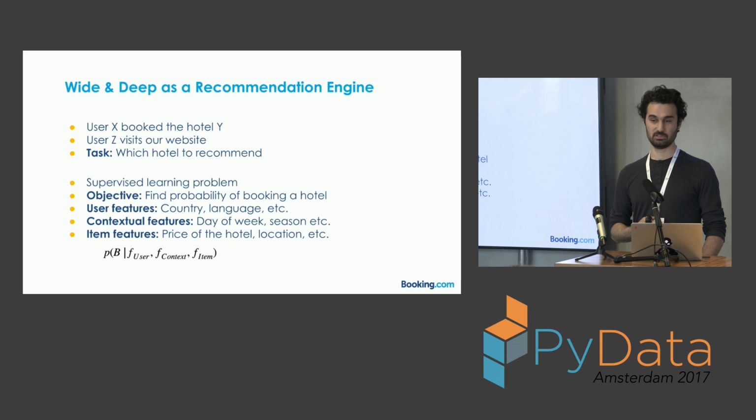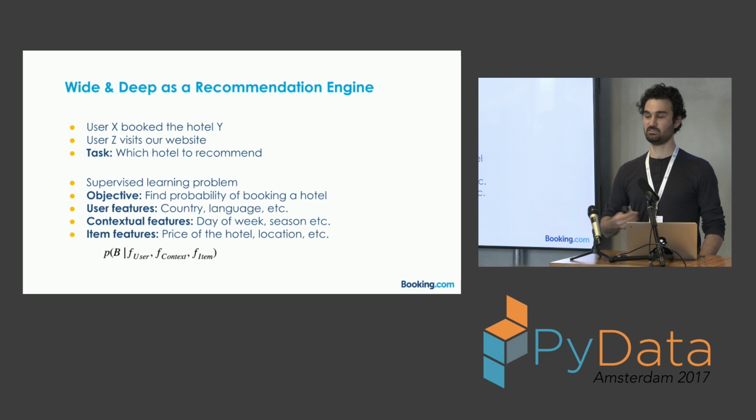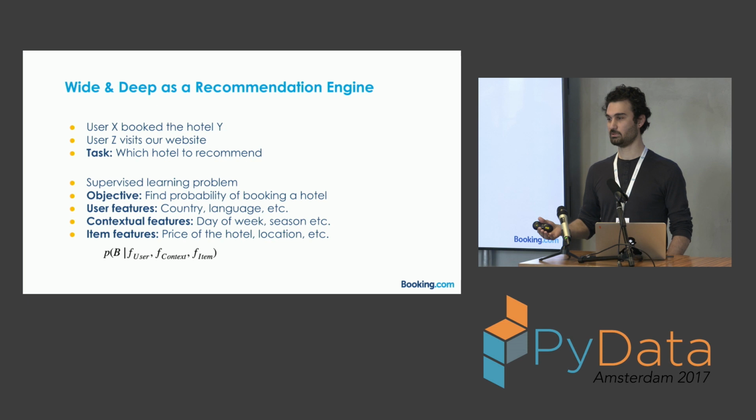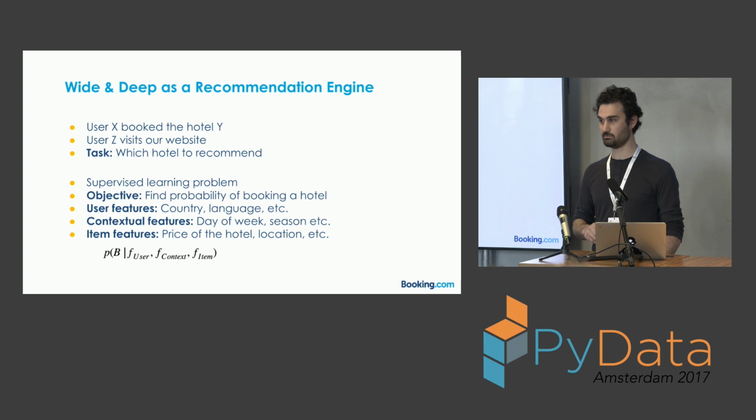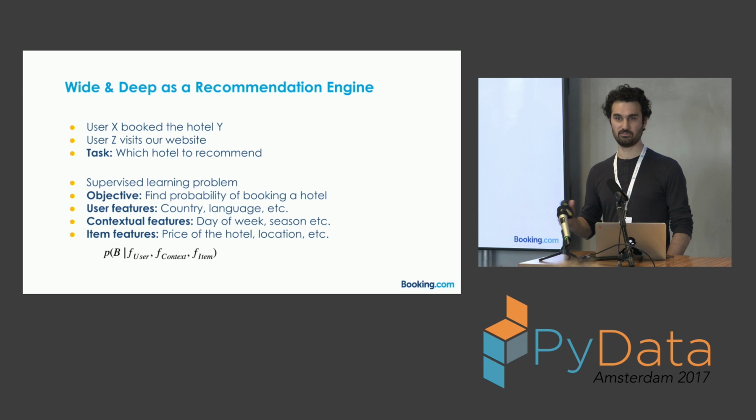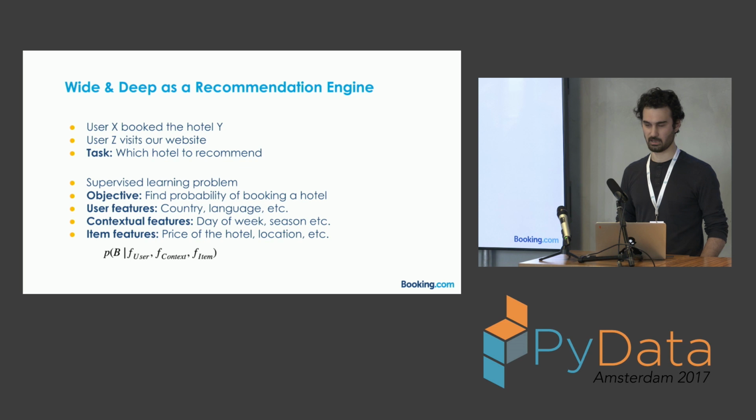Actually, we have a lot of features, of course, from our users, from the hotels, and we select whatever we like. We define our user features, which could be the country or language of the user, and then we can also get the contextual features like the day of week to account for seasonality, and then the item features, of course, the price of the hotel will make a huge difference in your decision, also maybe the location. And again, our final goal is to find the probability of booking given these user, contextual and item features.